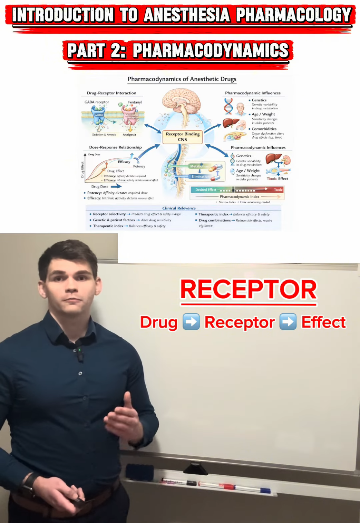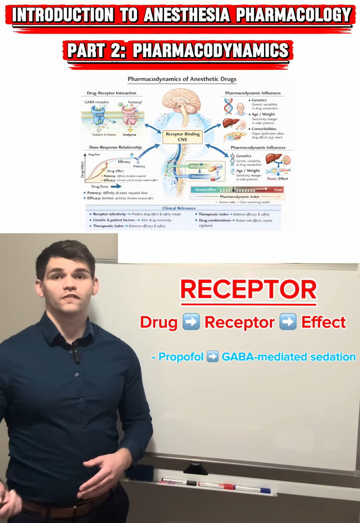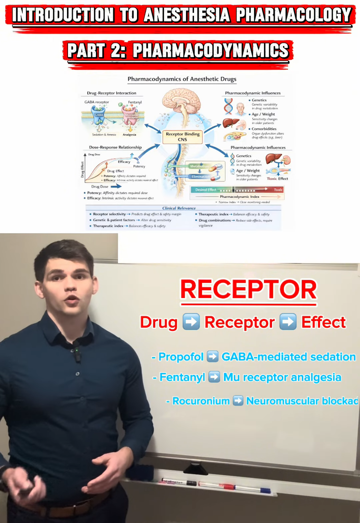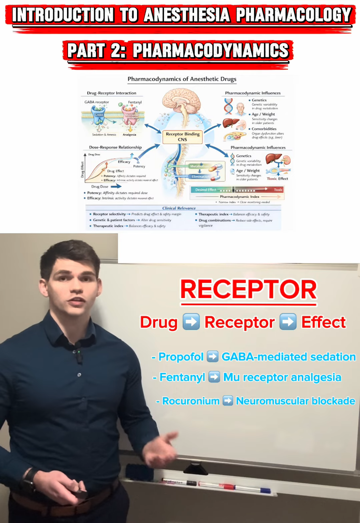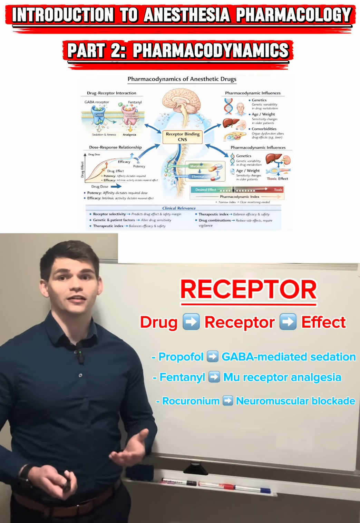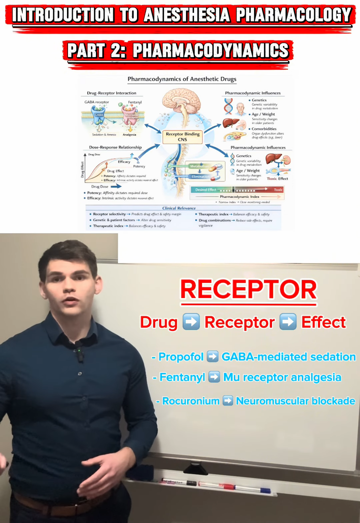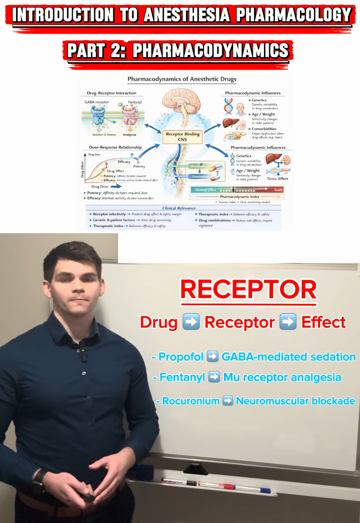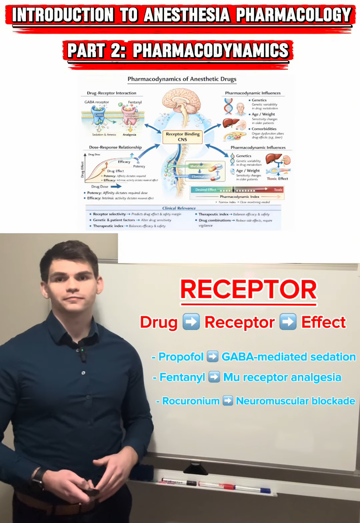For example, propofol creates GABA-related sedation. Fentanyl creates mu receptor analgesia, and rocuronium produces neuromuscular blockade. So, when you start learning anesthesia drugs, I do not want you to think of them as a random name on a chart. I want you to ask, where does this drug act? What receptor or target does it affect? And what clinical effect does that produce? That way, you are learning mechanism, not just memorization.